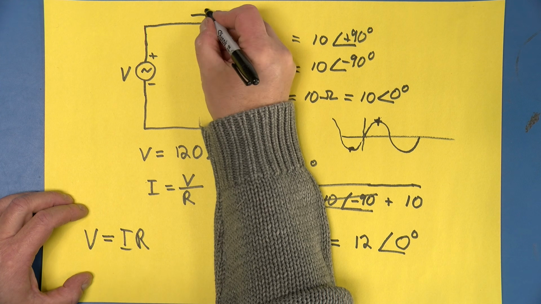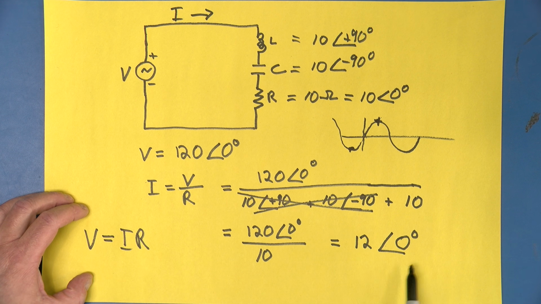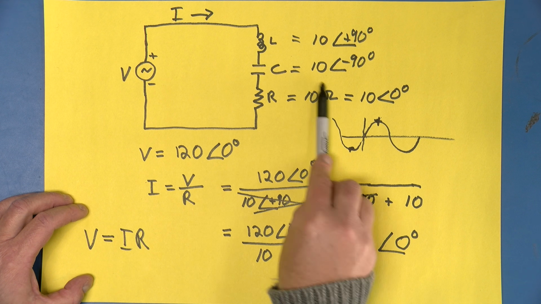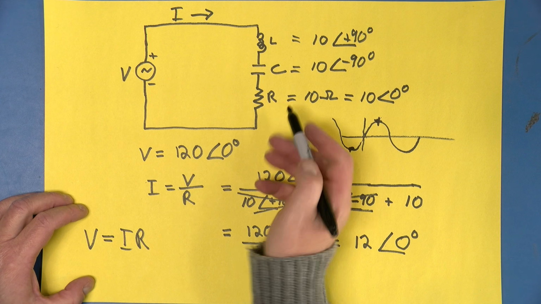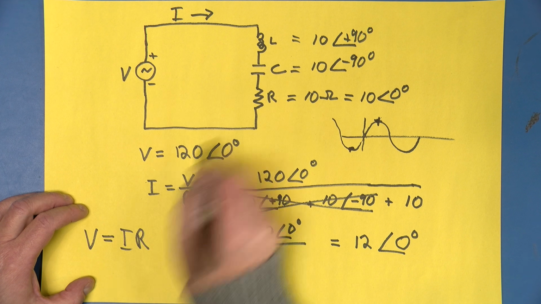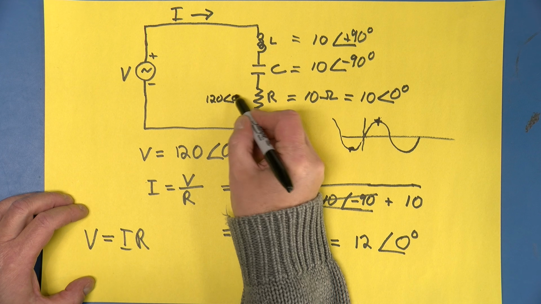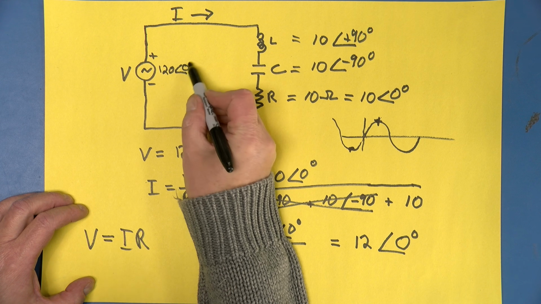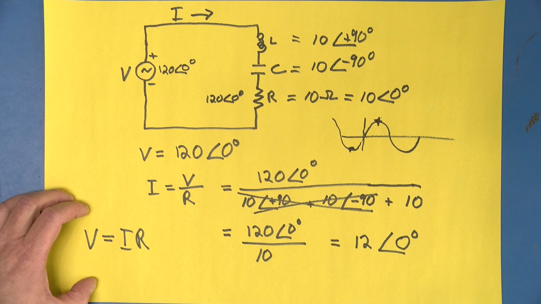Well, I over here, we know, is 12 amps at an angle of 0. So 12 amps at an angle of 0 times R, which is 10 ohms. What does that give us across the resistor, the voltage across the resistor over here? Well, that gives us 120 volts at an angle of 0 degrees, which you might recall is the voltage over here. All right. What do we have across the capacitor?